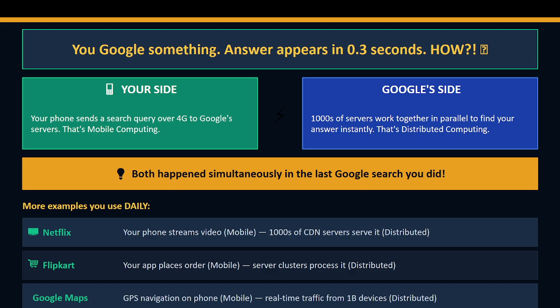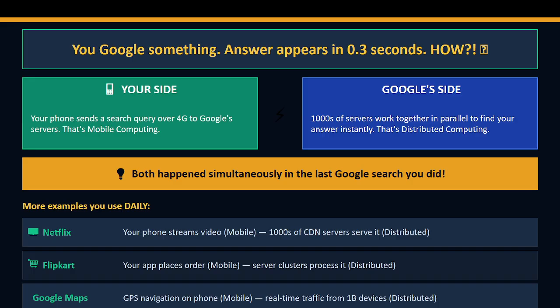Each server handled one piece. They combined the results and sent it back. That's distributed computing. And here is the mind-blowing part: both of these happened at the same time, in under half a second, for your search right now.